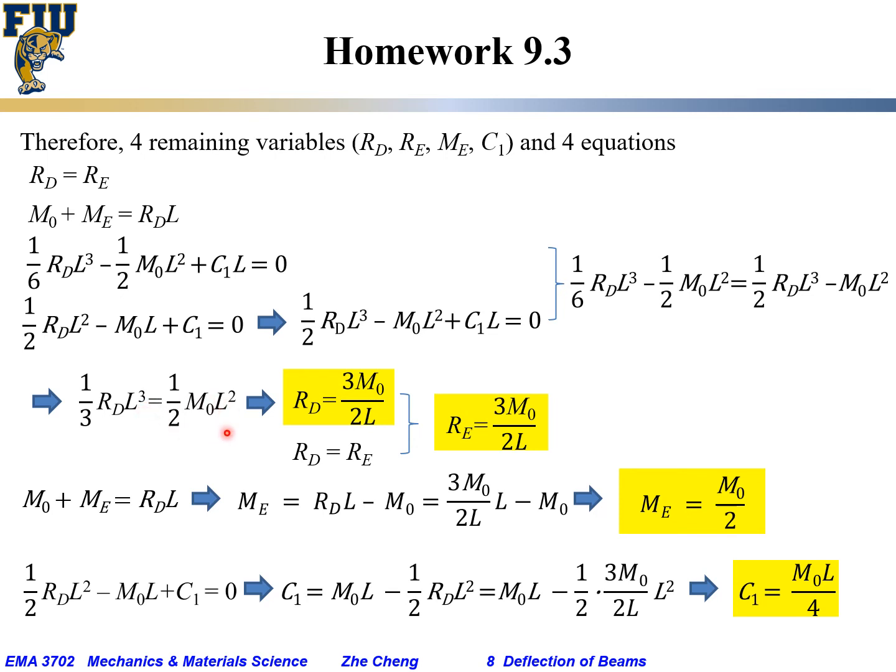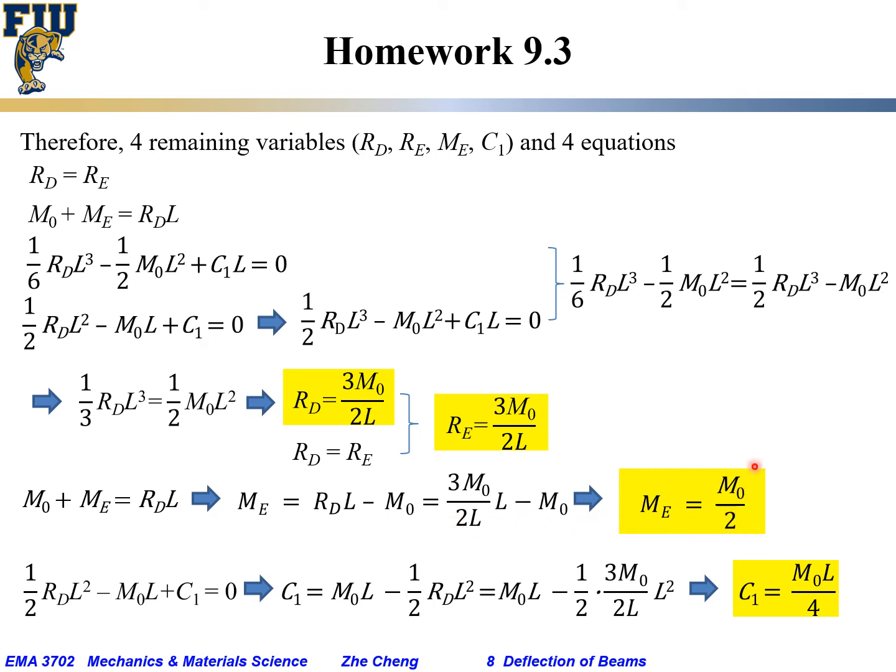I'll go to the other side. So now we get RD, and RE would be the same value. So as a result, RE would be the same in magnitude, 3M0 over 2L. And for the third one, M0 plus ME equals RD, which means the reaction moment at E would be RDL minus M0, and RD is 3M0 over 2L times L minus M0. The Ls cancel, and it is half of M0.